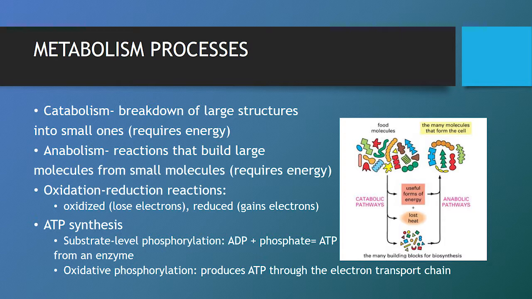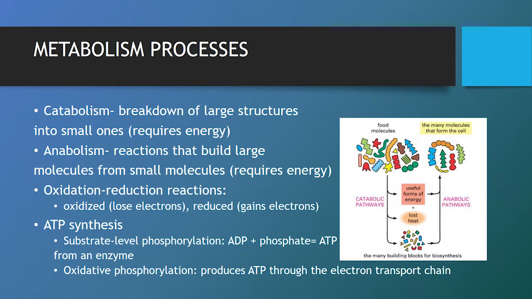Catabolism is the breakdown of large structures into small ones. Anabolism is reactions that build large molecules from small ones. Oxidation-reduction reactions are reactions that include oxidation and reduction. The oxidized part of the reaction loses electrons, while the reduced part gains electrons. Then there's ATP synthesis, of which there are two types: substrate level phosphorylation and oxidative phosphorylation.